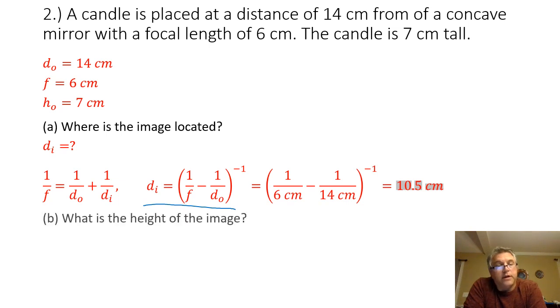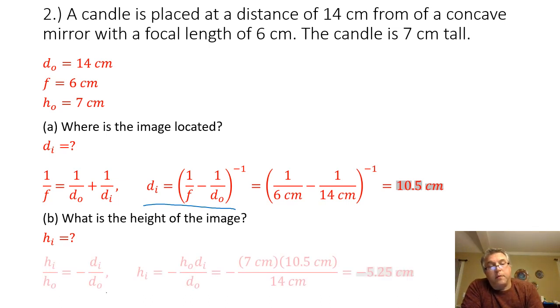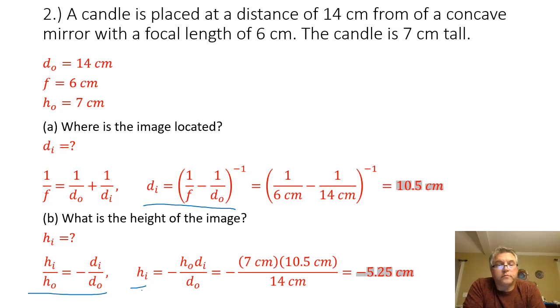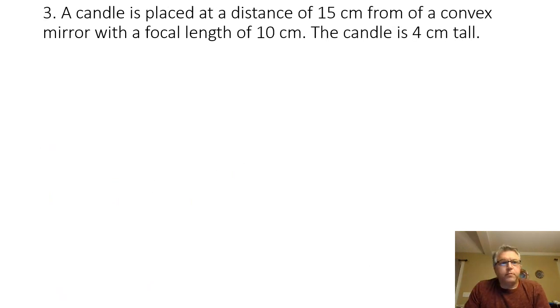The second part is asking what is the height of the image. So as with the previous problem, we are going to be looking for the image height, starting with my magnification equation, solving it for the image height. I plug my known values for the object height, the image distance, and the object distance into that equation, and it will give me an image height of negative 5.25 centimeters.